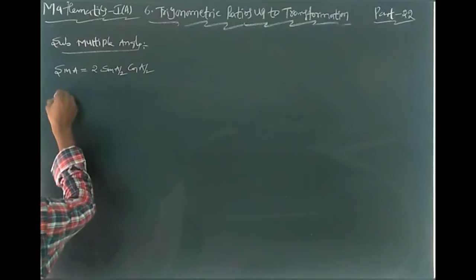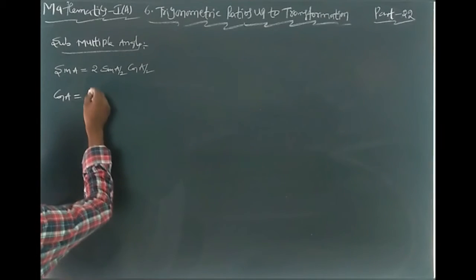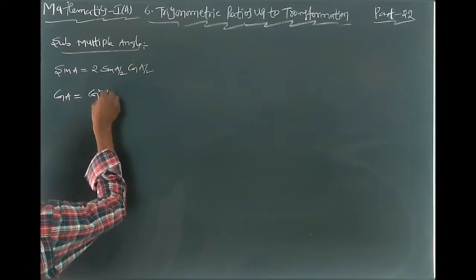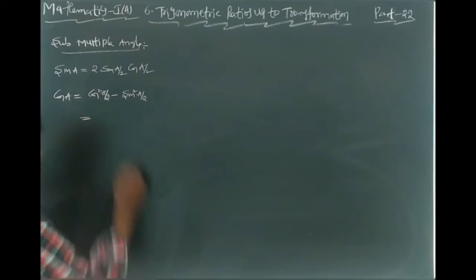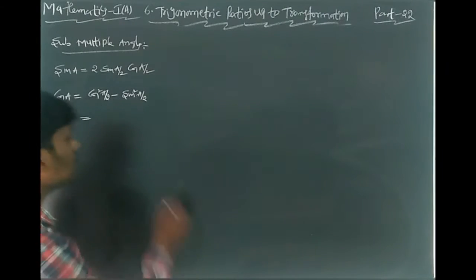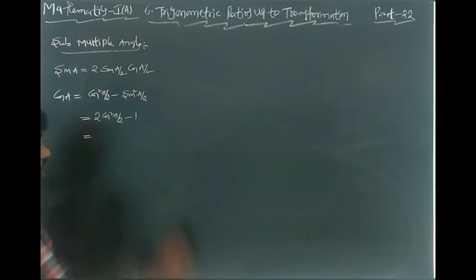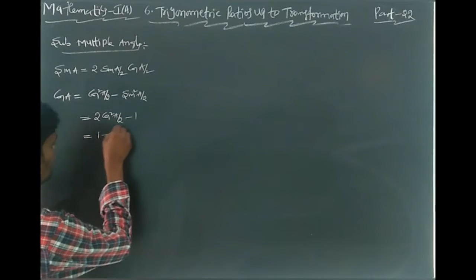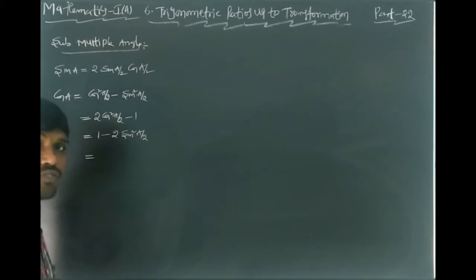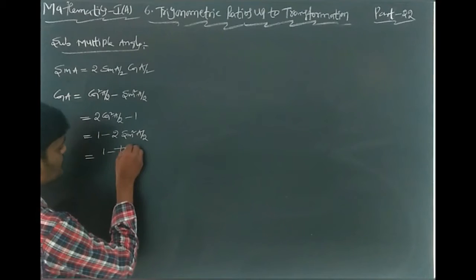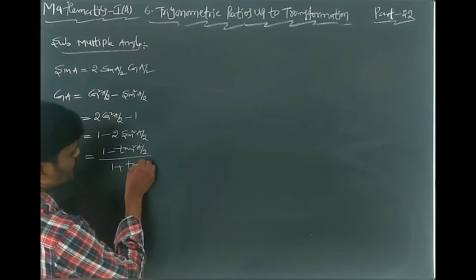Similarly, what is the cos a formula? Cos a is cos square a by 2 minus sin square a by 2. Second formula in terms of cos: 2 cos square a by 2 minus 1. After that, 1 minus 2 sin square a by 2 also is there. In terms of tan, what is the formula? 1 minus tan square a by 2 by 1 plus tan square a by 2 also is there.